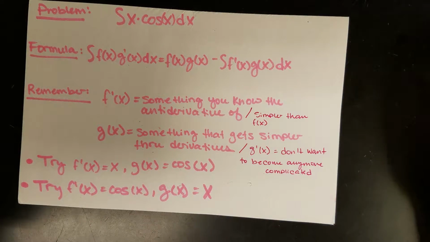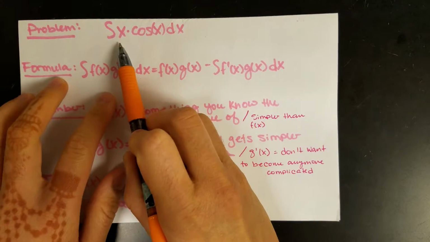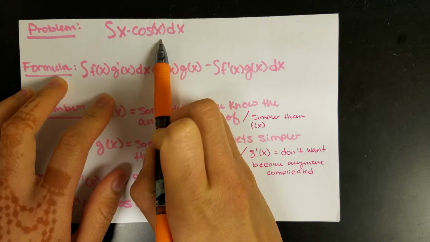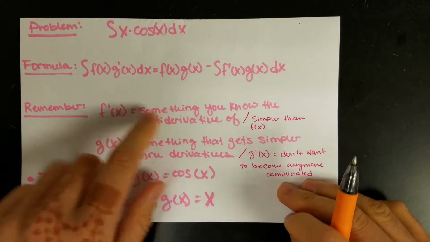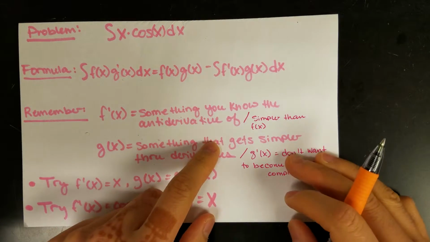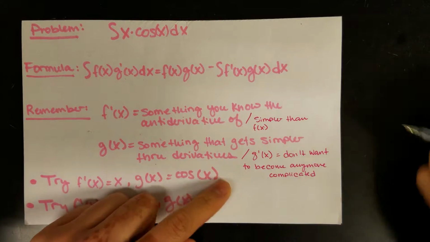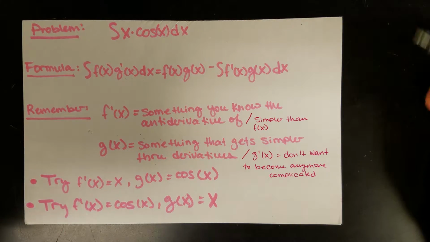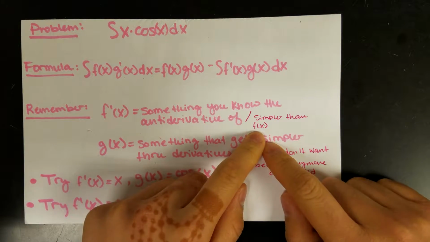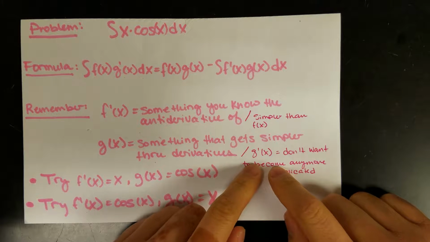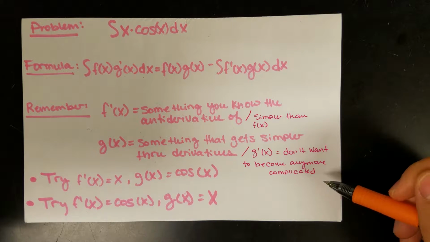And so what we want to do is assign one of these variables to either f or g, and we're reminded that when we're picking which one is which, f prime should be something you know the antiderivative of, and g of x should be something that gets simpler through derivatives. But another way I like to think about it is that f prime should be simpler than f of x, and that g prime is something that you don't want to become any more complicated when you find the antiderivative of it.